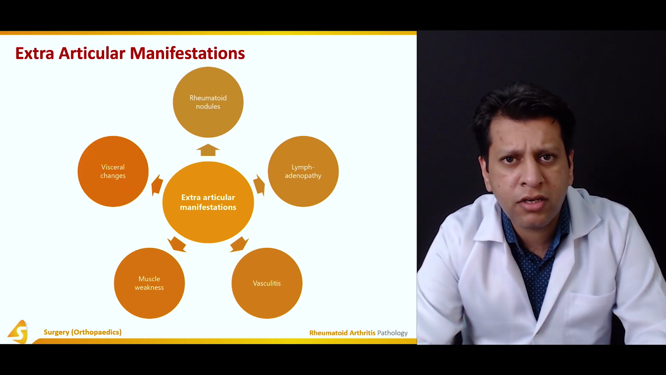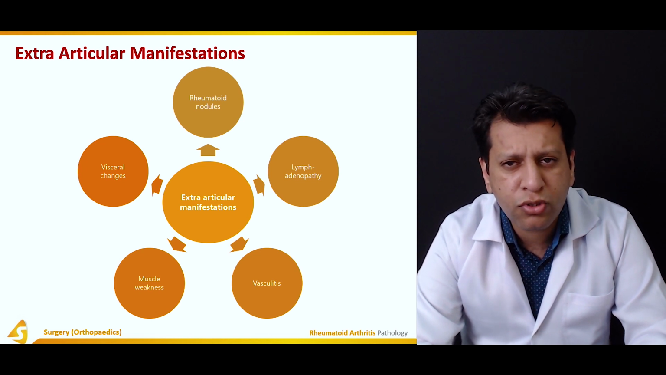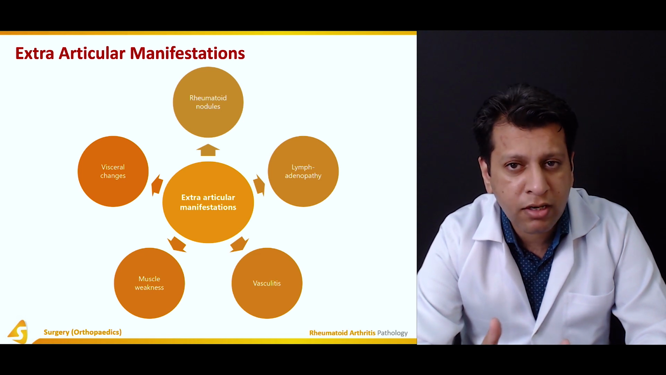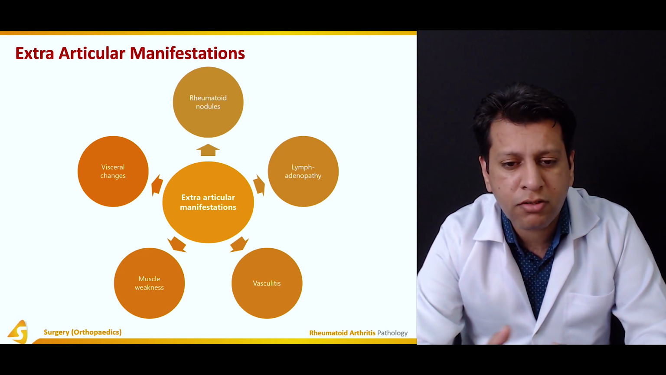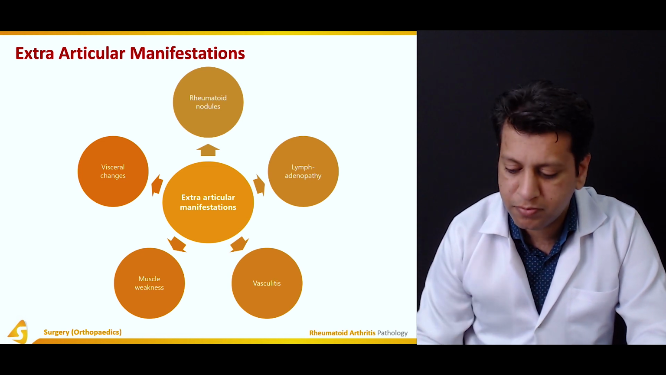And then there are certain visceral changes as well. It affects the lungs, it affects the heart, and most commonly it also affects the cervical spine. Most commonly in the cervical spine, it is at the atlantoaxial level, and in the heart and the lungs, it usually can cause MI or pulmonary fibrosis.